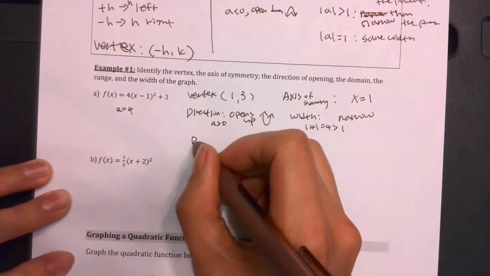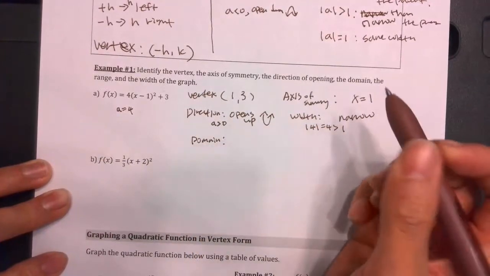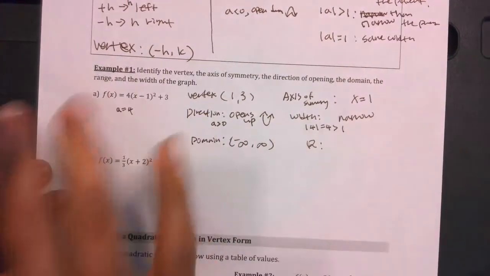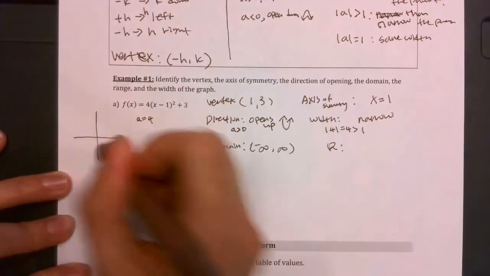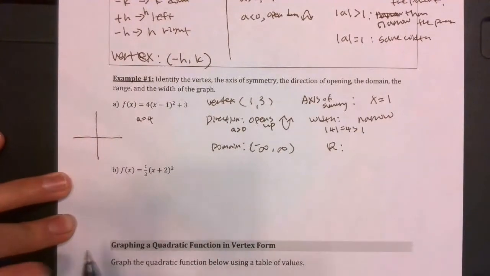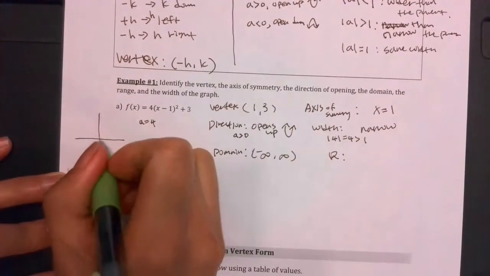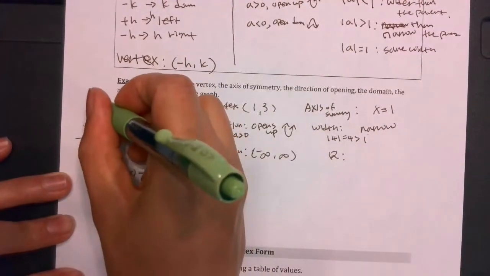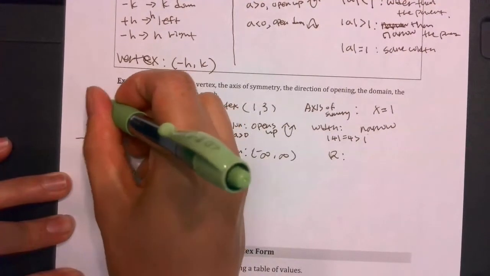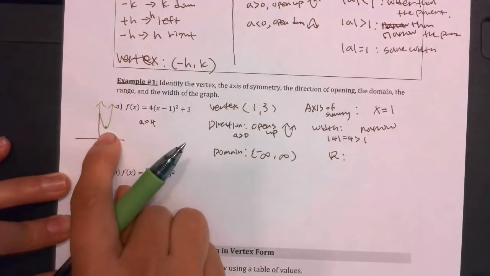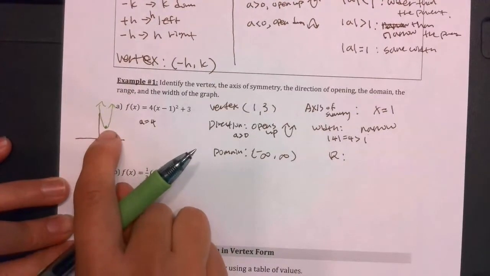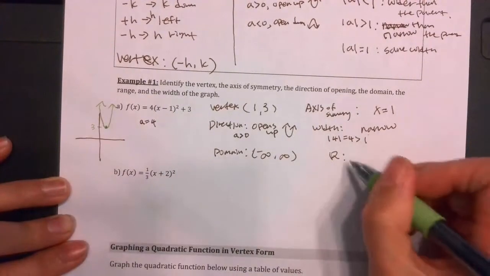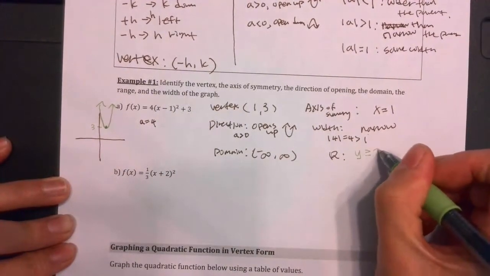What else? Domain. Any quadratic function, domain is always negative infinity to positive infinity. Range, I'm going to use a graph to figure it out. So what I'm going to do here is sketch this function. Where is the vertex? 1, 3, 1, 3. Over here, narrow, opens up. So there is a sketch of the function right there. What's going to be the range? Range is the y values, bottoms up. So where does it start? It starts at 3 and above. So your range is going to be y is greater than or equal to 3.